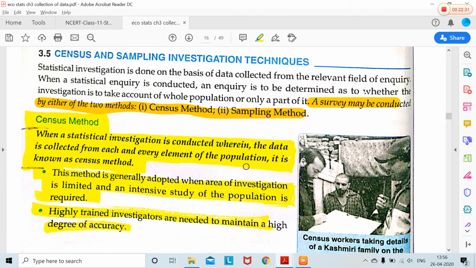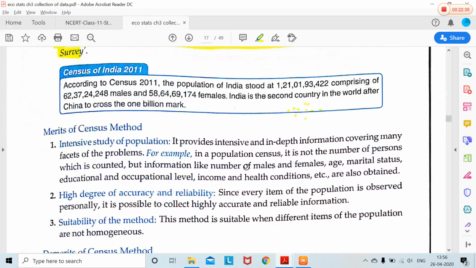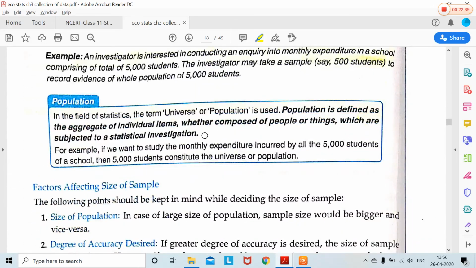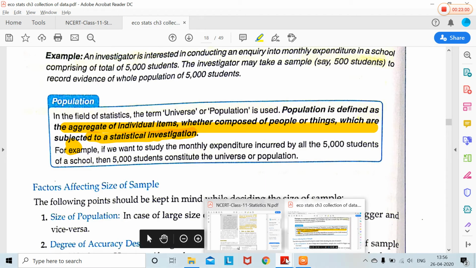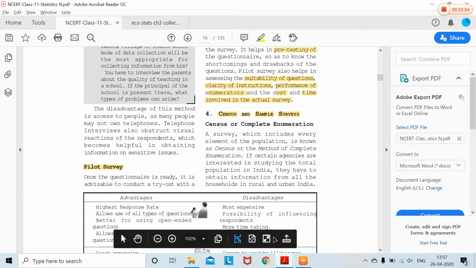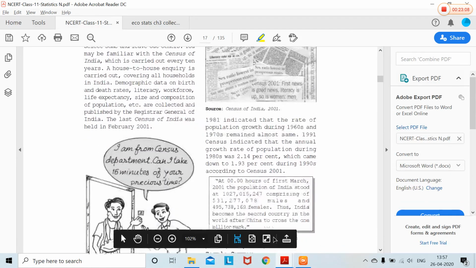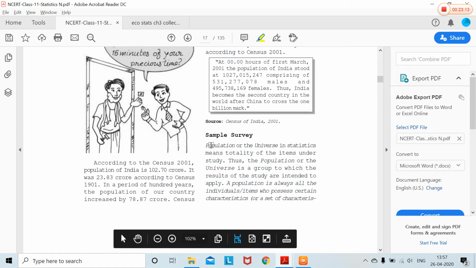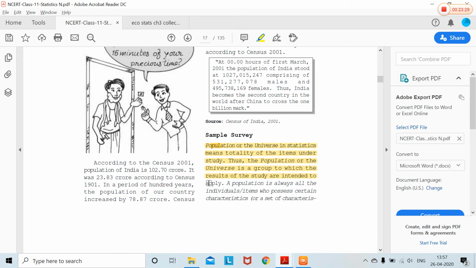This population does not mean the country's population. The word population in statistics means the aggregate of individual items, whether composed of people or things, which are subjected to a statistical investigation. Population or the universe, both mean the same thing in statistics. Population or the universe in statistics means the totality of the items under study. So, population or the universe is a group to which the results of the study are intended to apply.